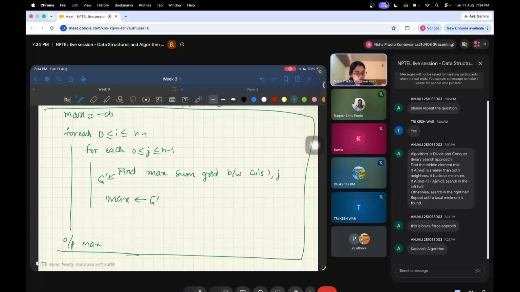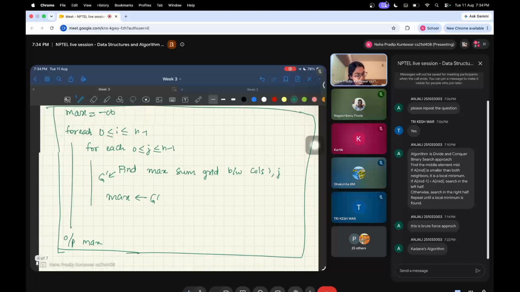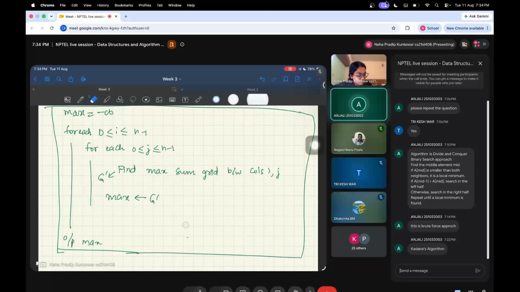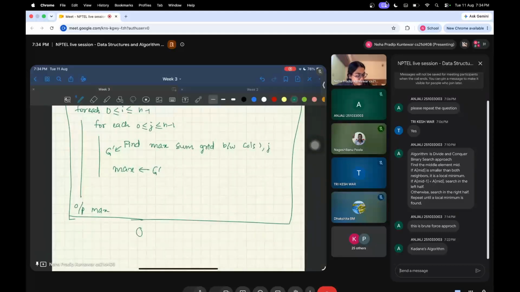So that's your algorithm. So what is the time for this? You have one loop here that runs for n steps, one loop that runs for another n steps, and this is an order n time operation. So altogether this is an order n cube time. What is the space complexity for this?